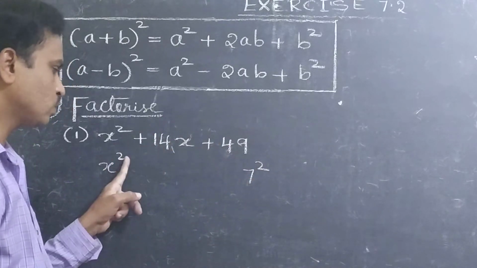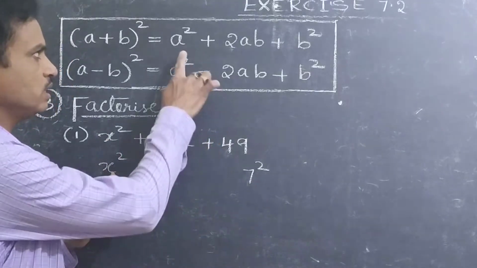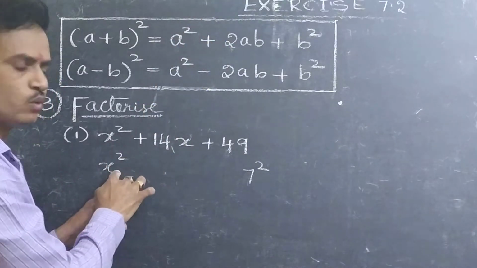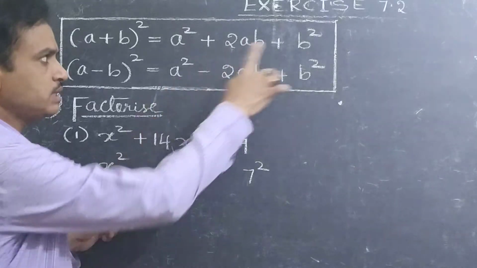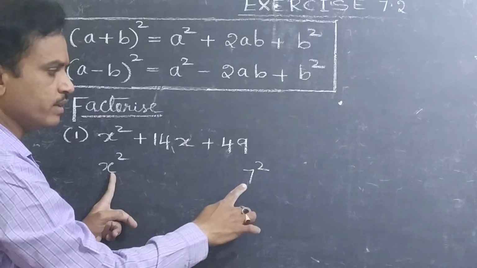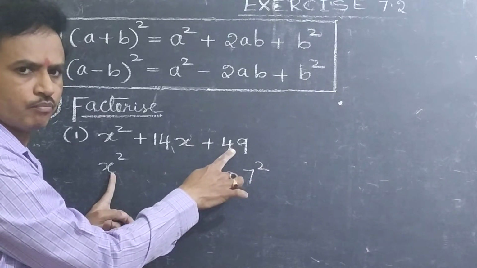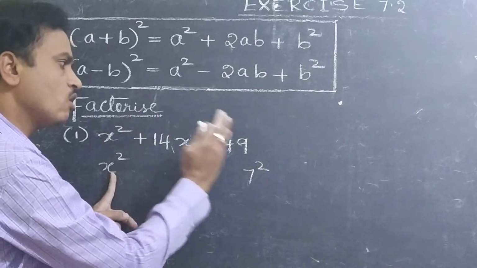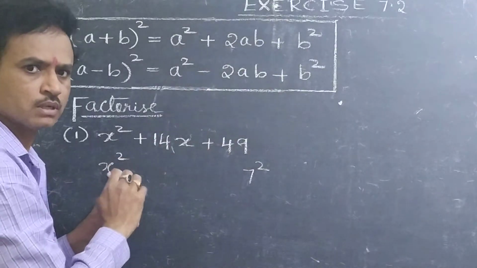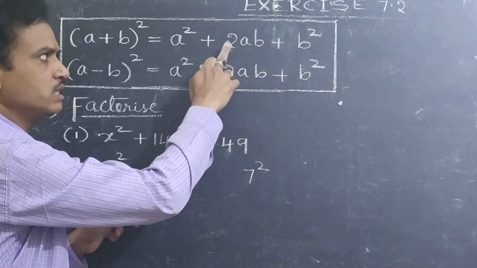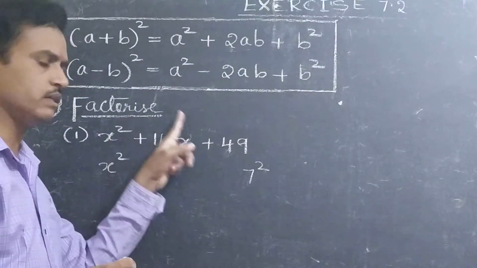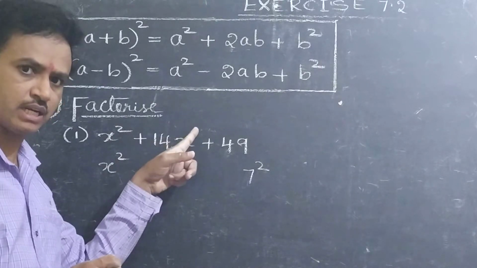Now first term x square we got here, x square as it is. In this identity a square is there, here x square is the first term. Then the last term, you see b square, here 7 square. 7 square is 49. Now we got the first and last term according to this identity, a square and b square. Now the middle term, in this identity 2ab is there. Now how to split this second term?